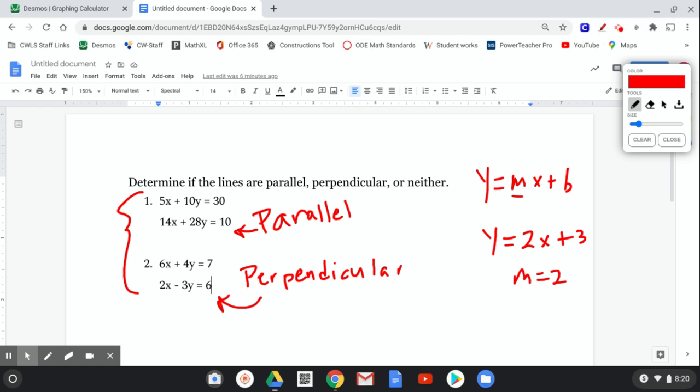So guys, this is how you do it. You don't have to worry about changing it into slope-intercept form. You can just use Desmos. You'll be able to use Desmos for the test, but you can either see if they're parallel, they're perpendicular, or if they're neither, like we talked about with just two intersecting lines.